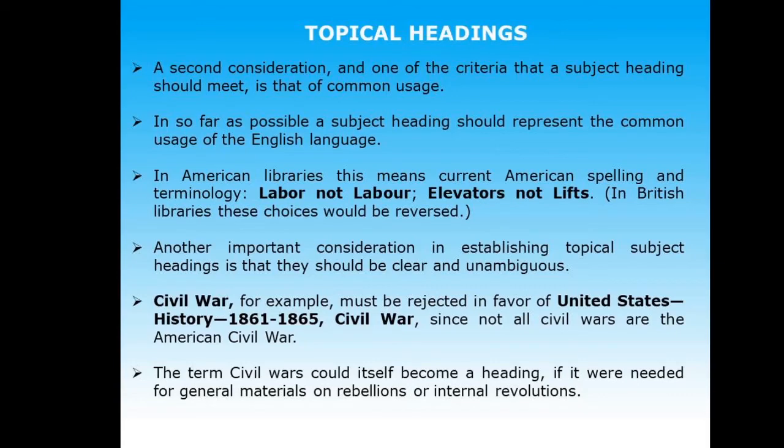Another consideration is that headings should be clear and unambiguous. That means it should be clear and concise, and it should represent the thought content exactly. See this example: United States History 1865 Civil War. This is the title, and they have highlighted the key headings for it. If you give Civil War as a heading, it will be in a broader sense, because America alone is not a part of Civil War. There are other countries also.